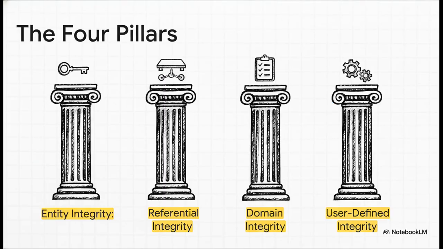Now, data integrity basically stands on four main pillars. First up, entity integrity. This just means every single row is unique. No two employees can have the same employee ID. Simple. Second, referential integrity makes sure all the relationships actually make sense. You can't assign an employee to a department that doesn't exist. Third, domain integrity checks if the values themselves are valid, like making sure an email column actually looks like an email. And finally, you have user-defined integrity, which is for any custom business rules you might have.